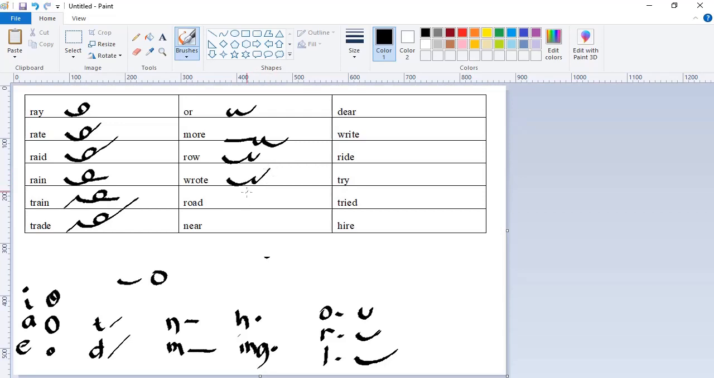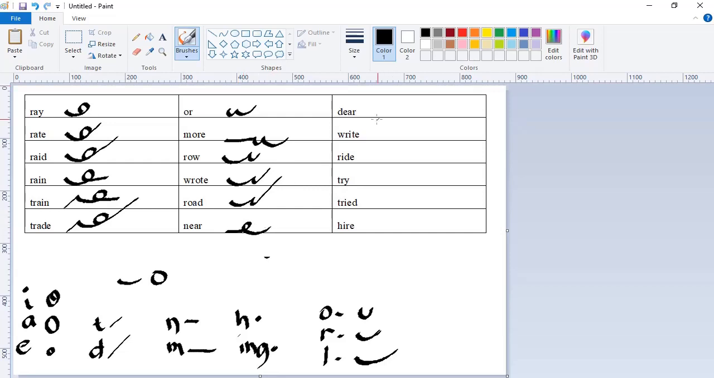Road. Next, road. The same. R, O, D. Walang sound ang letter A. So, how do we do it? We have R, O, D. Next, near. N, E, R. Ulit. N, E, R. Near. Ulit. N, E, R.